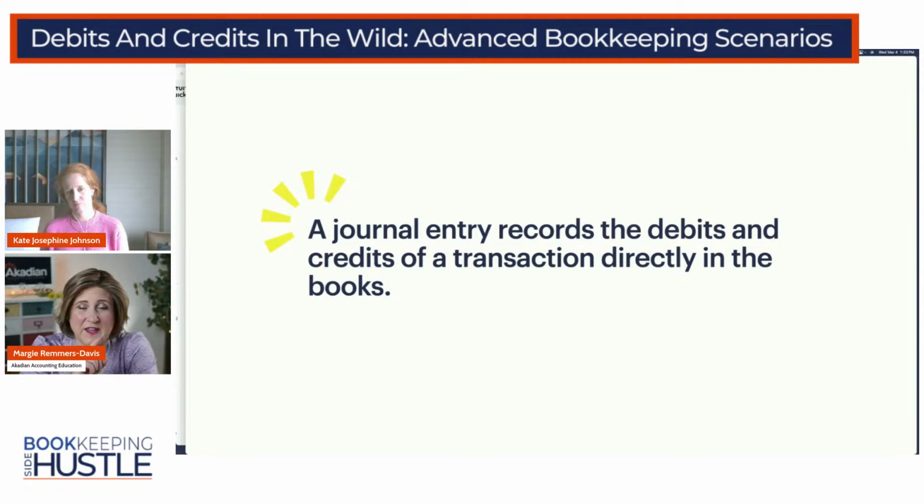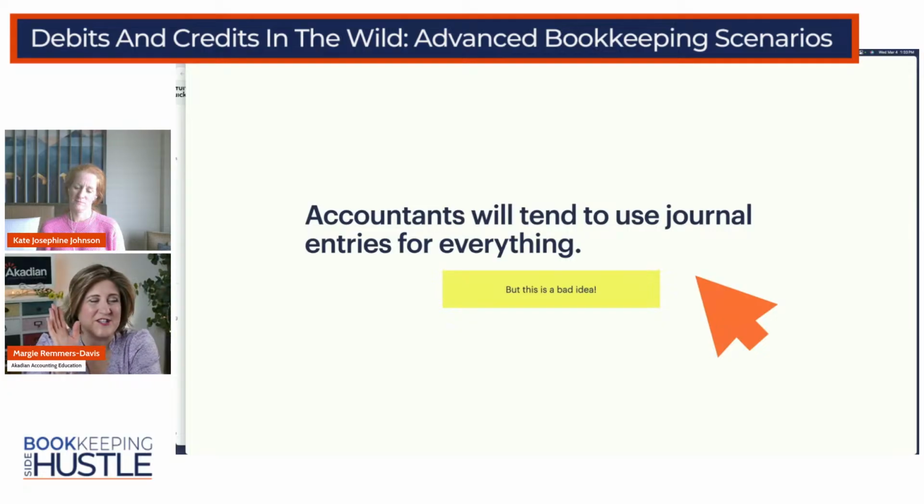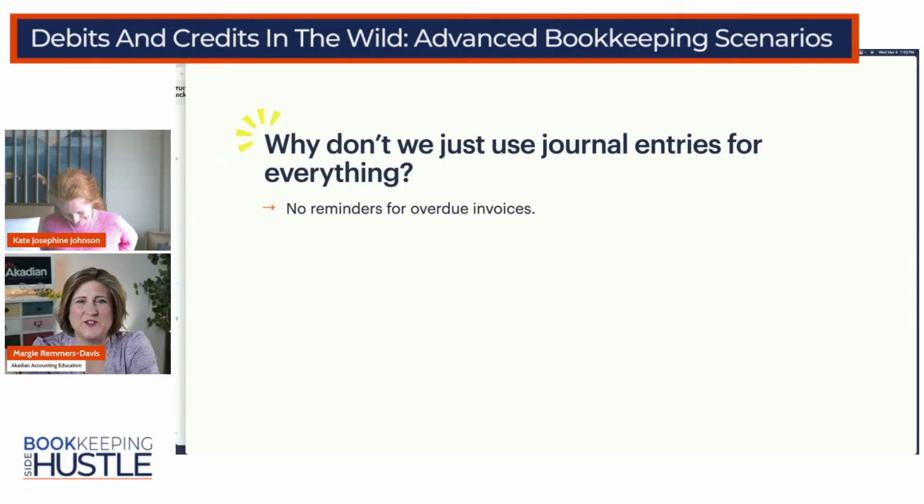Now, a thing that I always tell my bookkeepers is that accountants will tend to use journal entries for everything, and it will drive you crazy. But that's just the way it is. They're just trying to do things quickly. They know how it's supposed to work under the books. But maybe they don't always know. A lot of bad journal entries being made out there. Anyway, keep going. So why don't we use journal entries for everything?